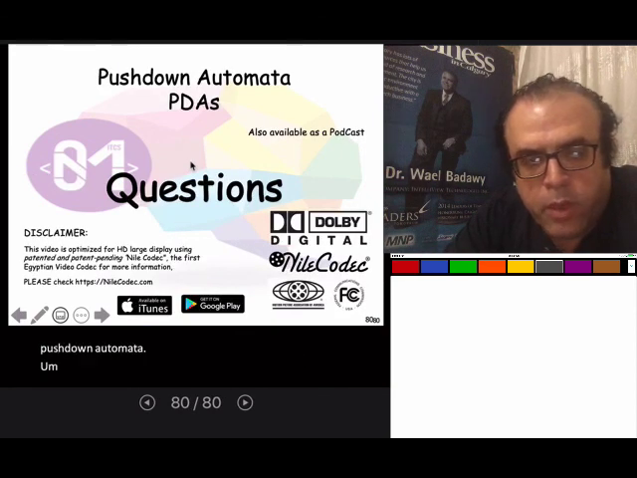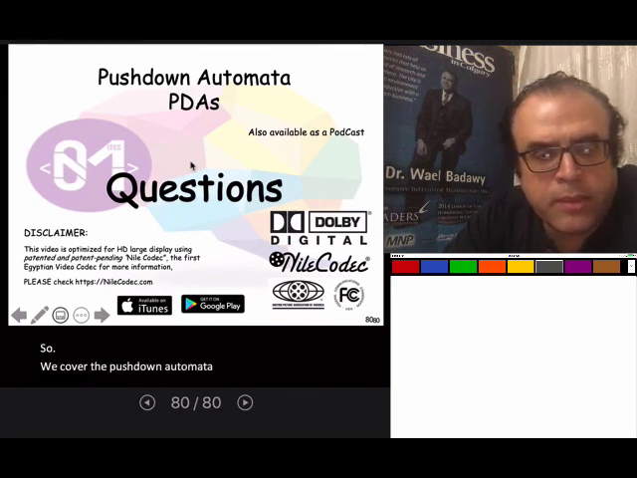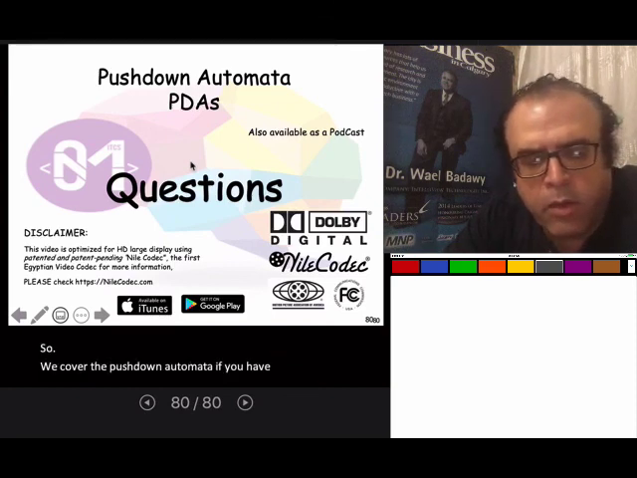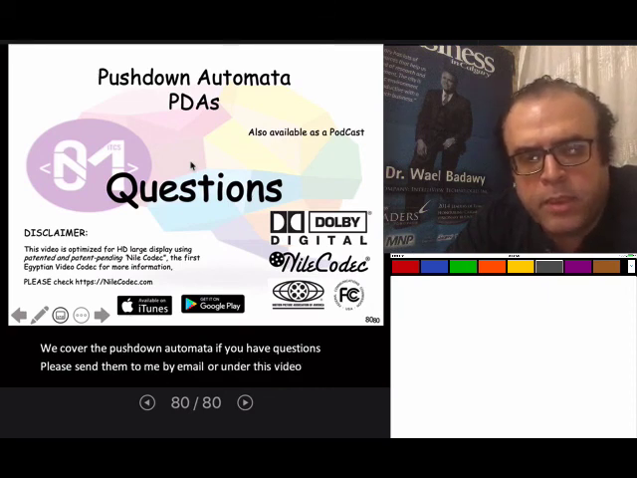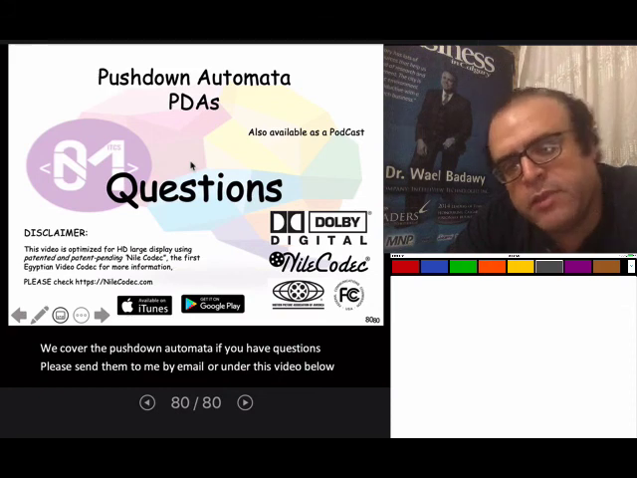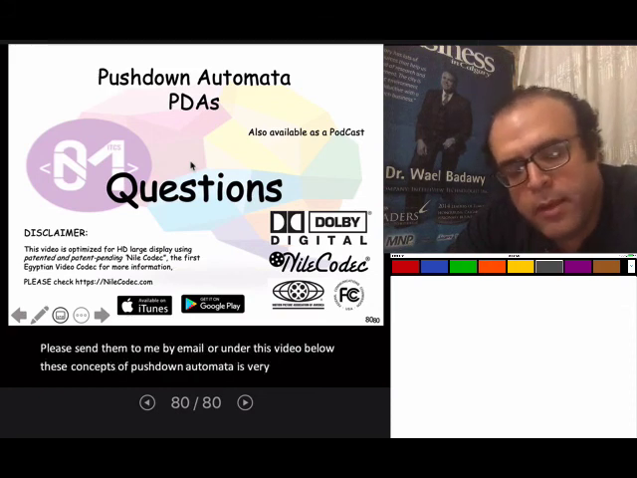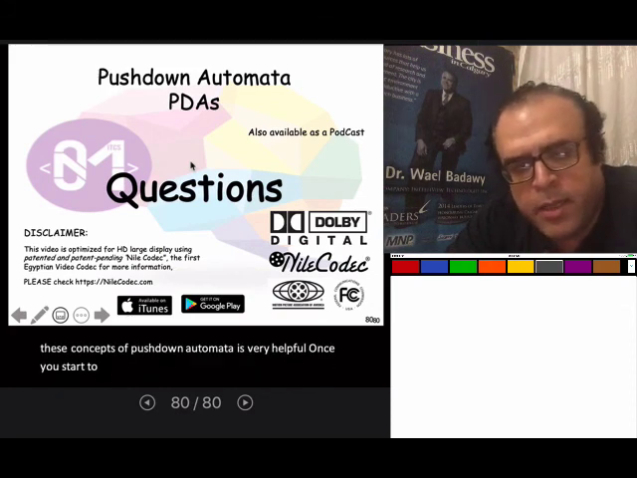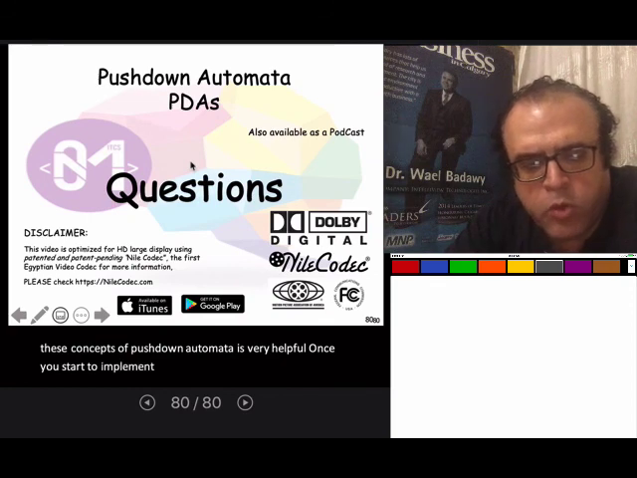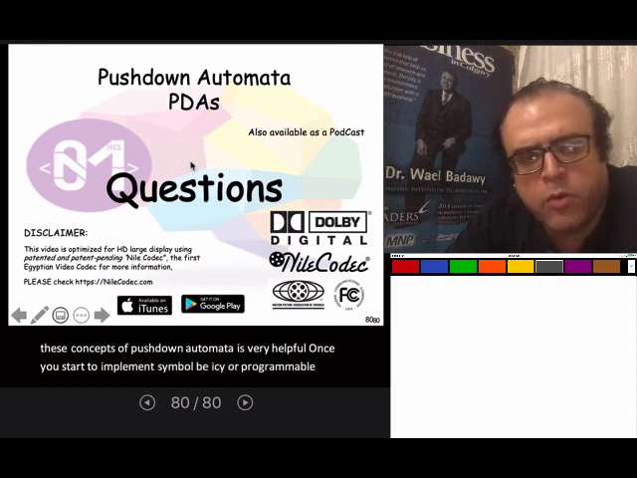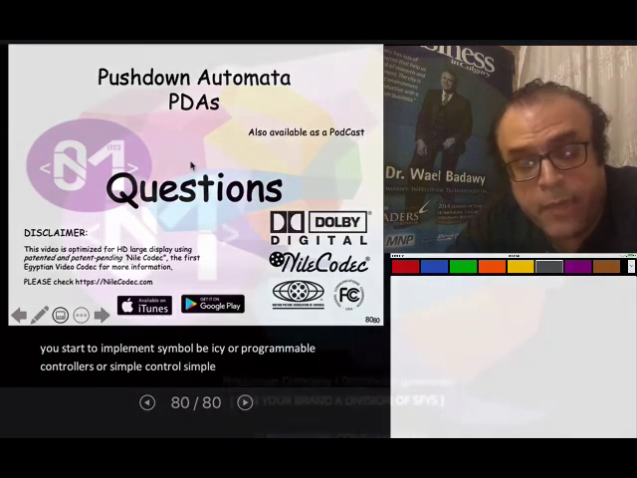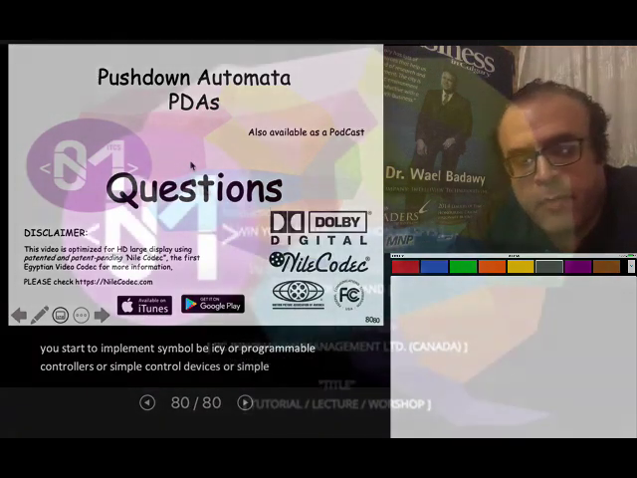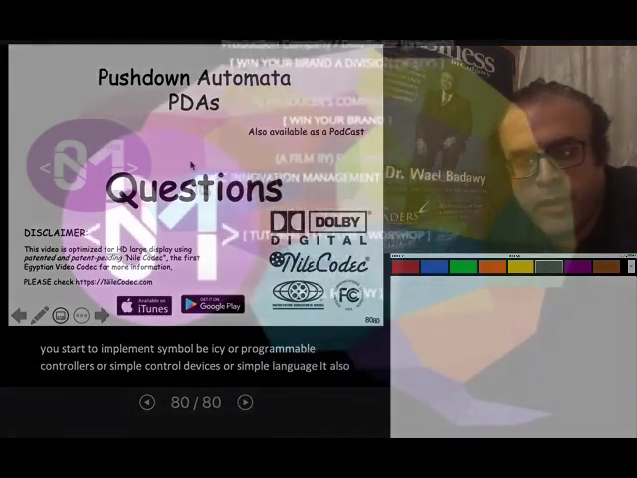So we covered the pushdown automata. If you have questions, please send them to me by email or under this video below. These concepts of pushdown automata are very helpful once you start to implement simple PICs or programmable controllers, or simple control devices or simple languages. It also describes how compilers and parsers work using a stack concept.